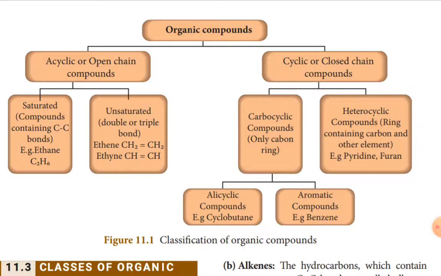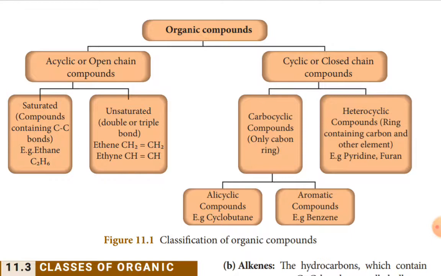We already learned this in the previous 9th standard. What is the general formula of alkene? CnH2n. General formula of alkyne: CnH2n minus 2. So when we give n equal to 1, n equal to 2, we can derive many compounds under alkene and alkyne.